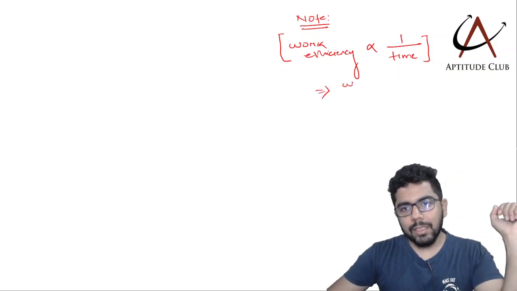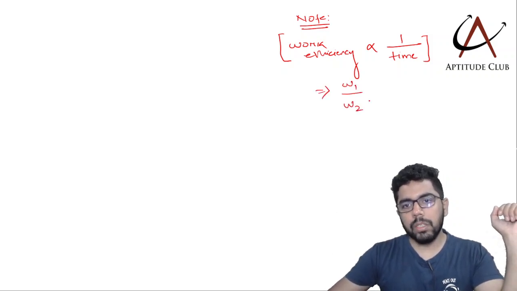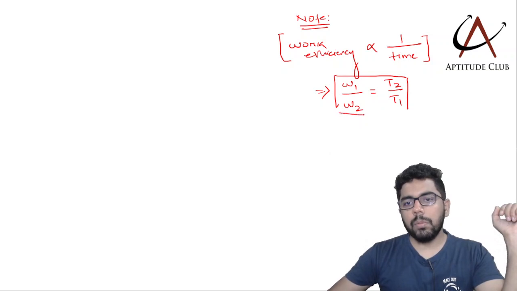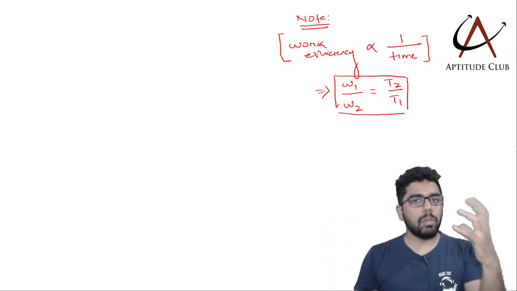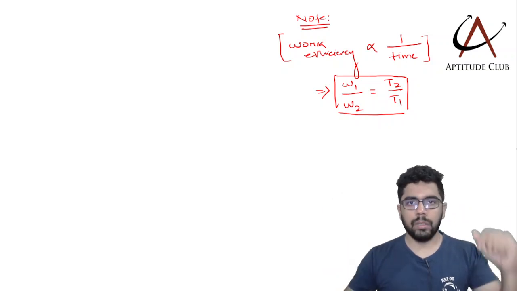So I can translate this inverse relation like this: W1 by W2 will be T2 by T1. Had it been directly proportional, W1 by W2 would have been equal to T1 by T2, but because it is inversely proportional, W1 by W2 is T2 by T1.